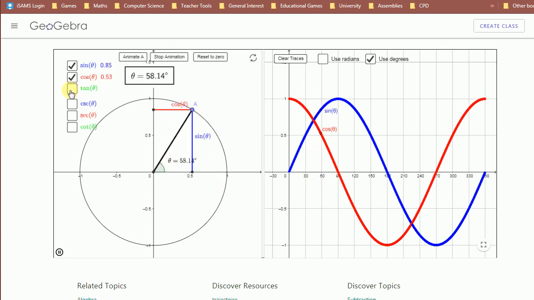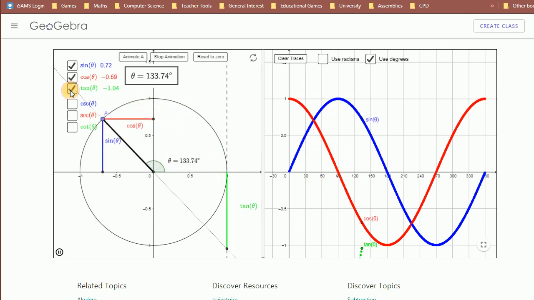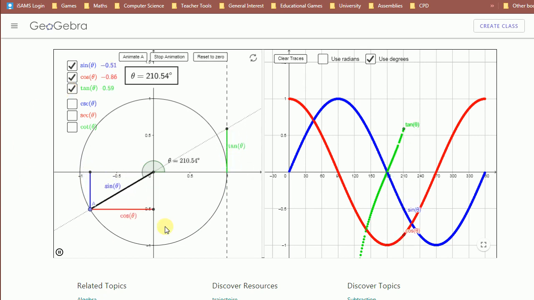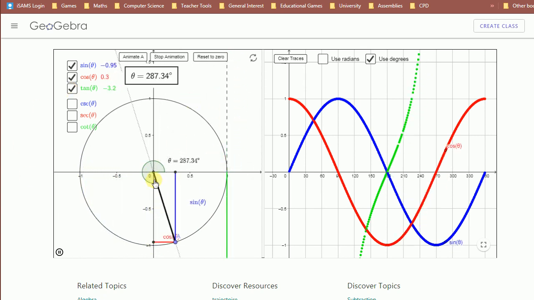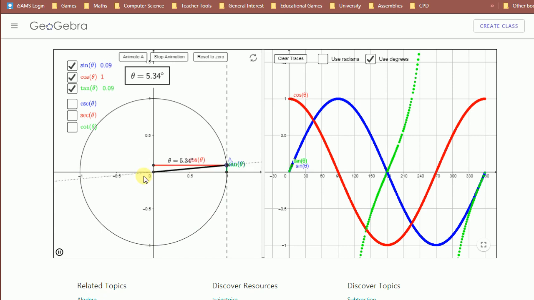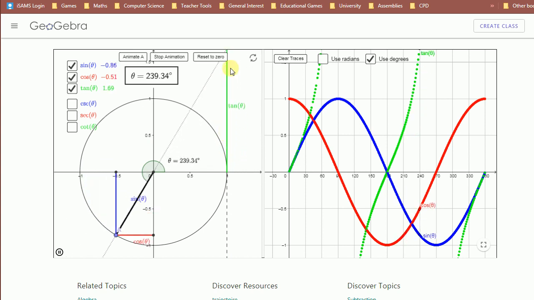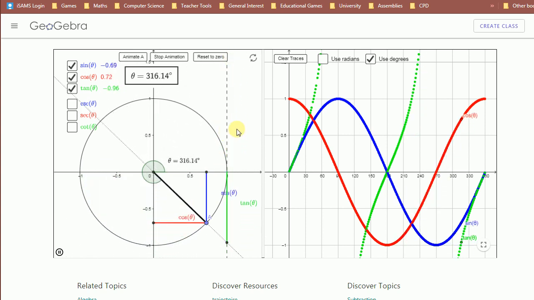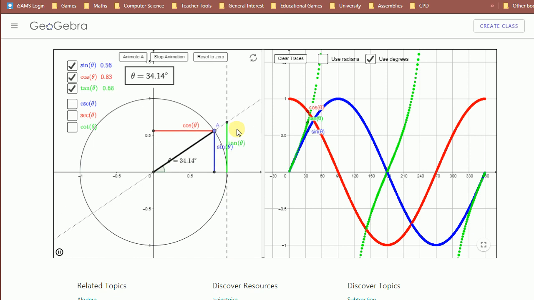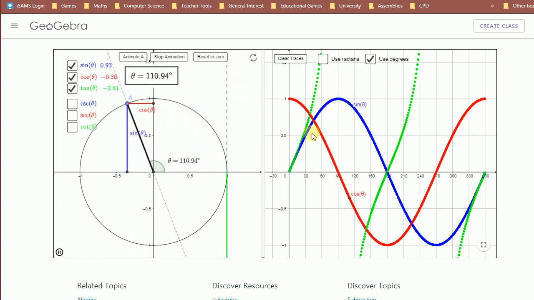And if we put in tan, tan is the slope of the line. If we do the gradient of this line, that gives us our gradient m. If we set x to being 1, the height of this line, where it is above that 1, is the tangent. So that's how those three functions all come together, and it creates these graphs.